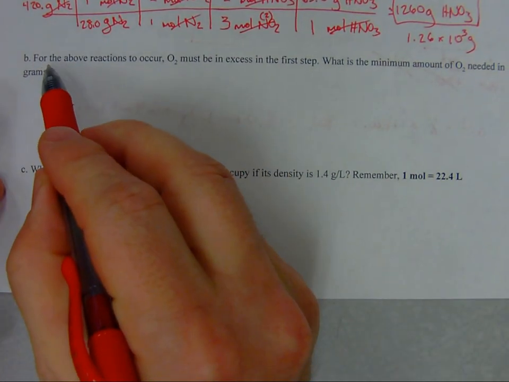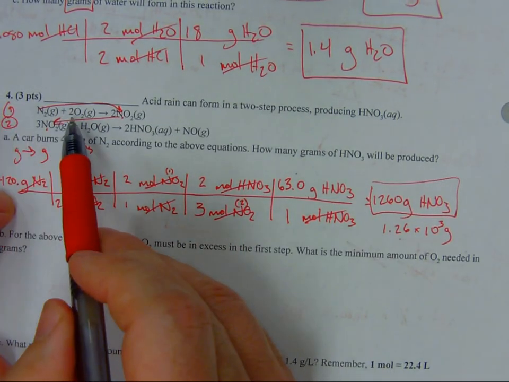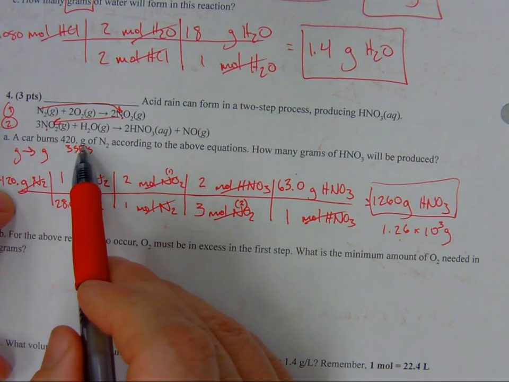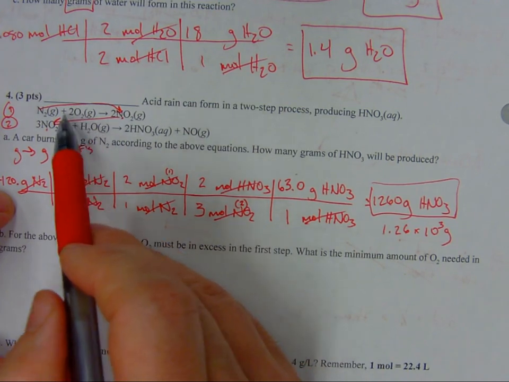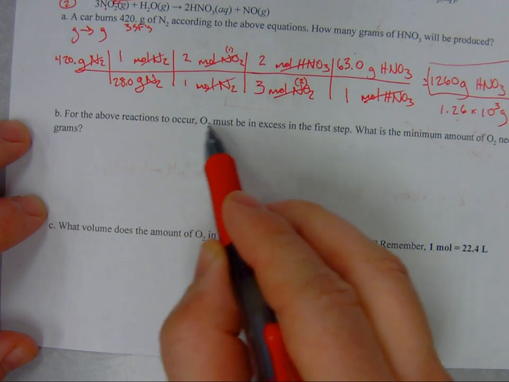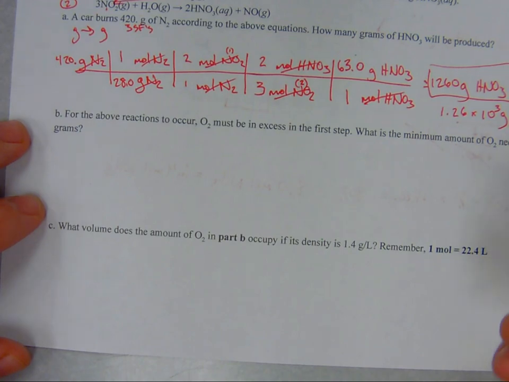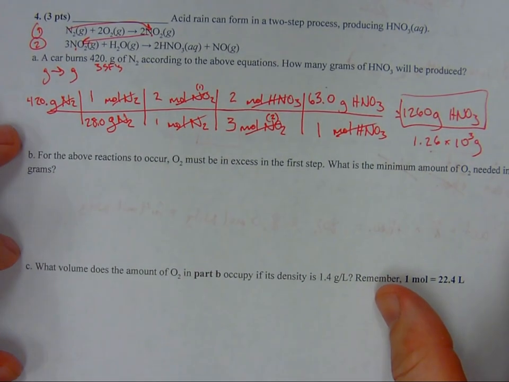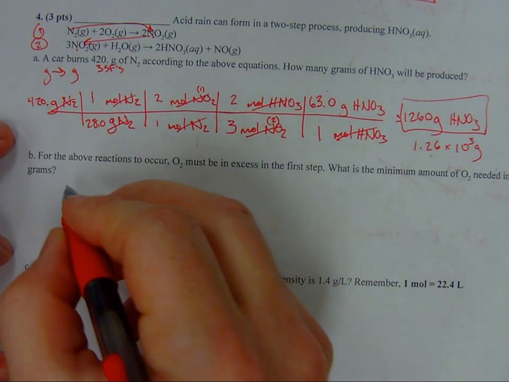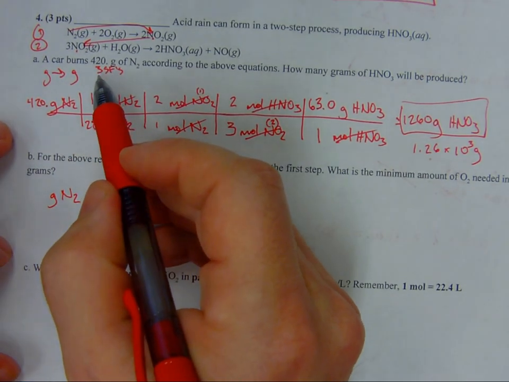All right, part B. For the above reactions to occur, O2 must be in excess in the first step, right? The first equation, O2 is what we were tracking, right? We actually burned this much. Well, in order to burn that much, we have to have leftover O2. So we were assuming that there was a whole bunch of this left over and that N2 was limiting. So if we assume that N2 was limiting, that means that the given amount is how much reacted.